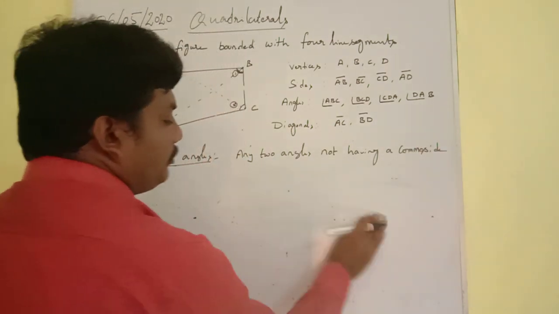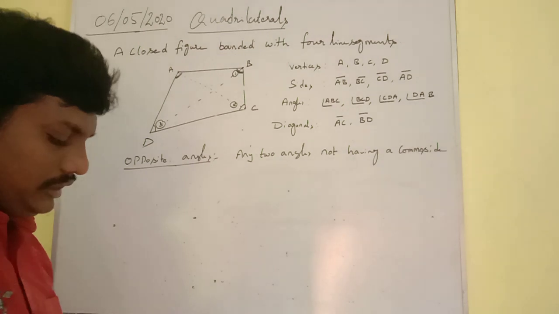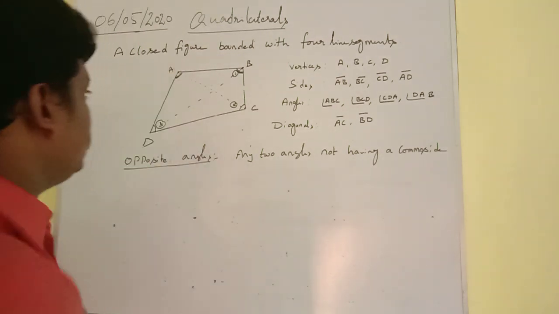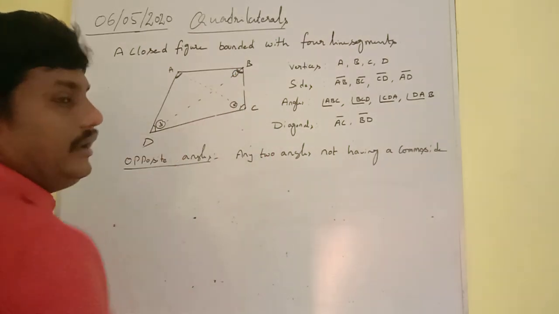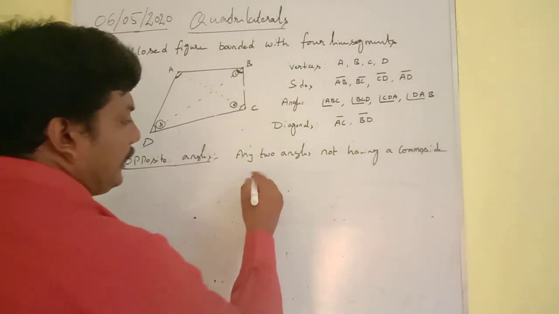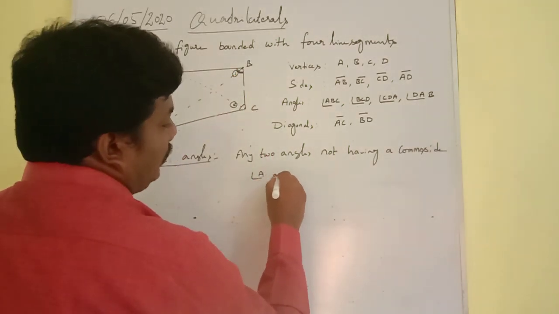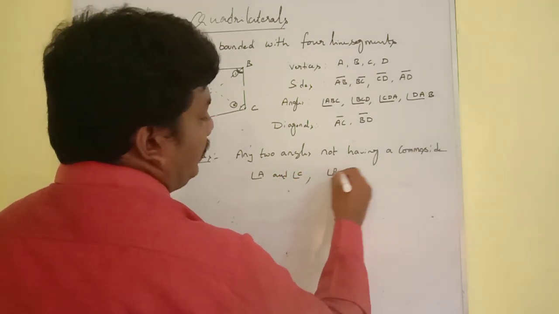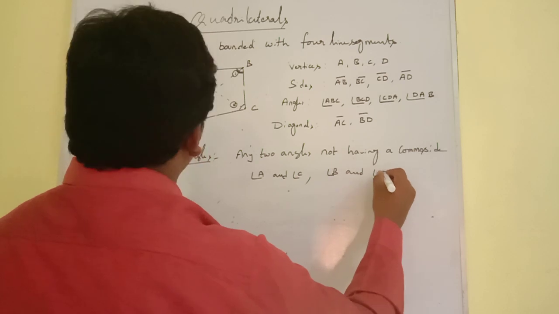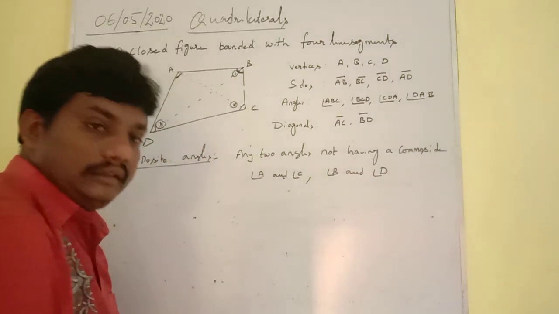So we can see the examples now. What is it? Opposite angles is nothing but angle A and angle C. Angle B and angle D are opposite angles.